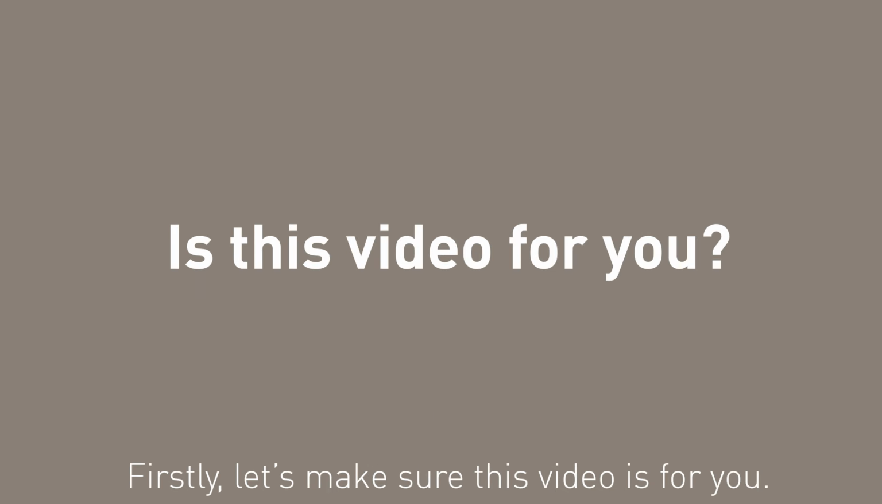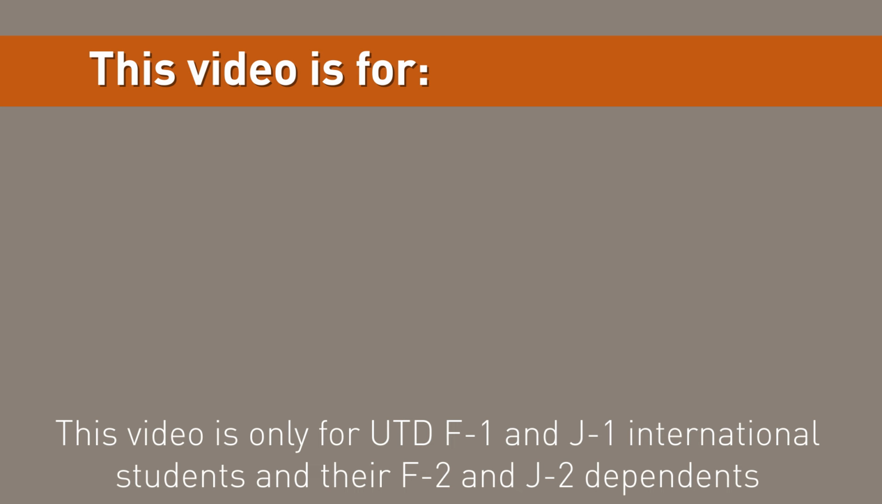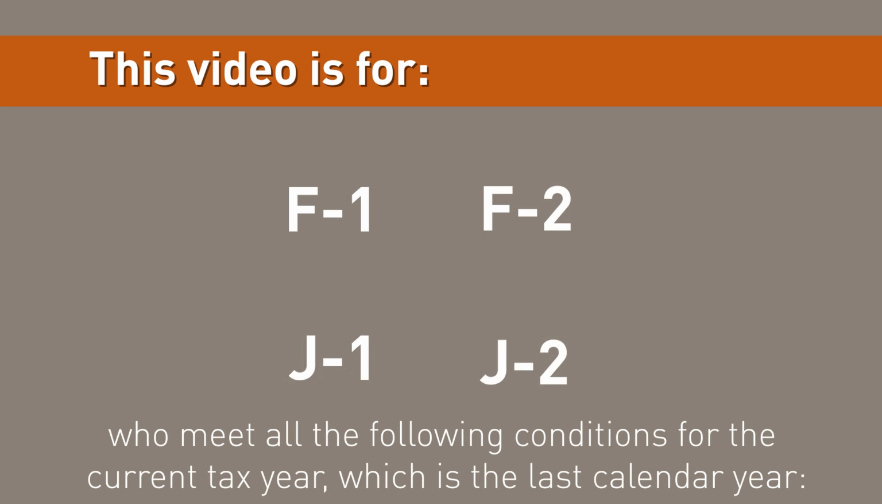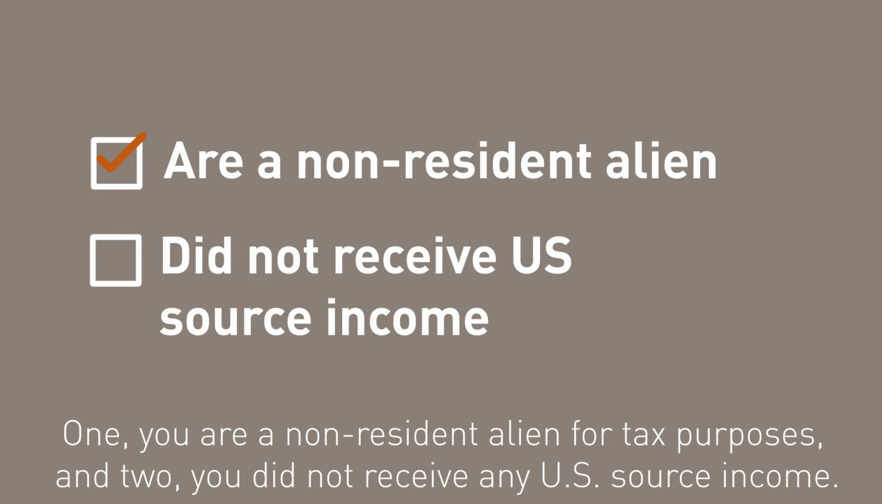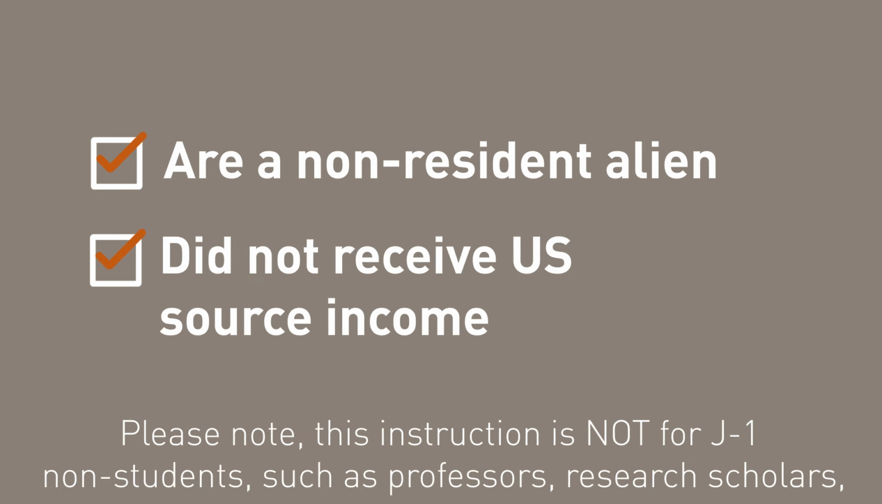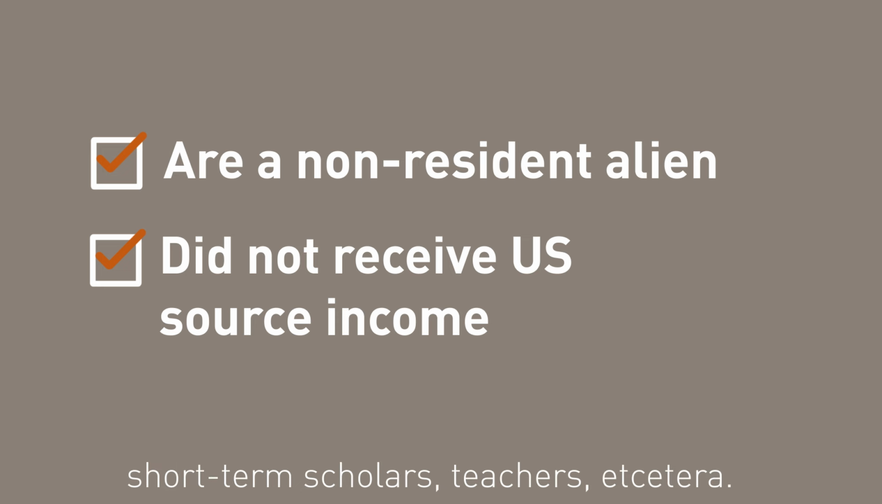Firstly, let's make sure this video is for you. This video is only for UTD F1 and J1 international students and their F2 and J2 dependents who meet all of the following conditions for the current tax year, which is the last calendar year. 1. You are a non-resident alien for tax purposes. And 2. You did not receive any U.S. source income. Please note this instruction is not for J1 non-students, such as professors, research scholars, short-term scholars, teachers, etc.